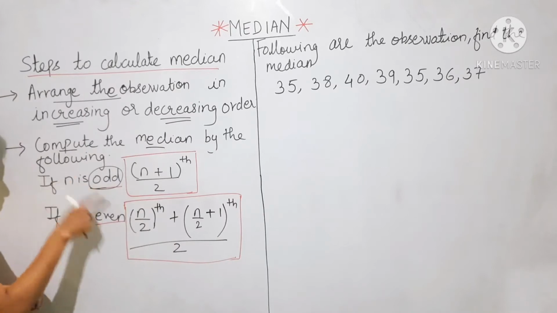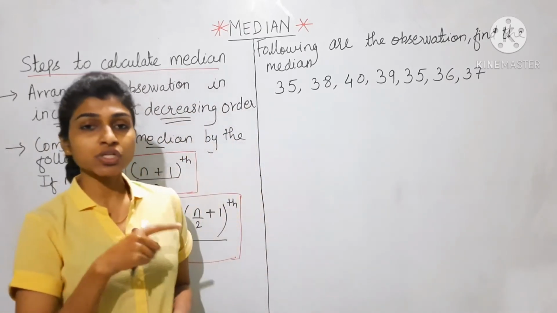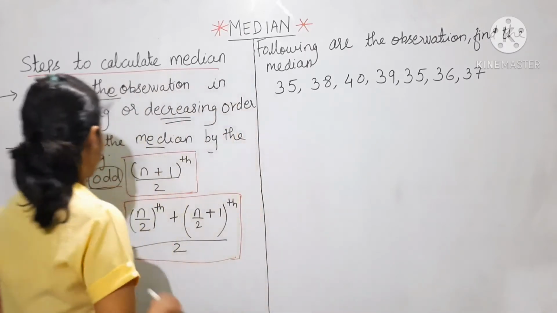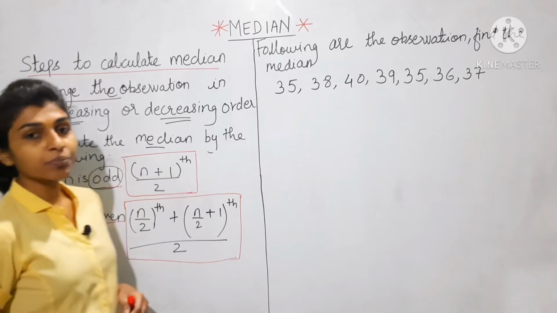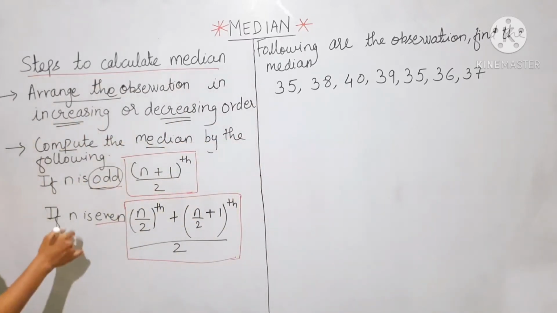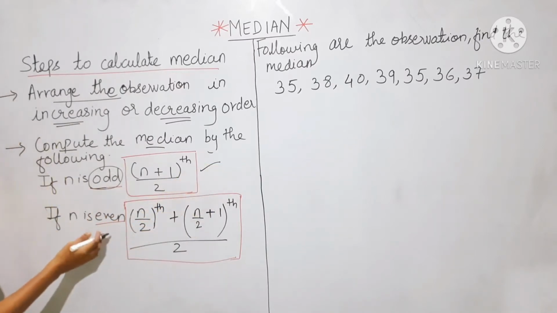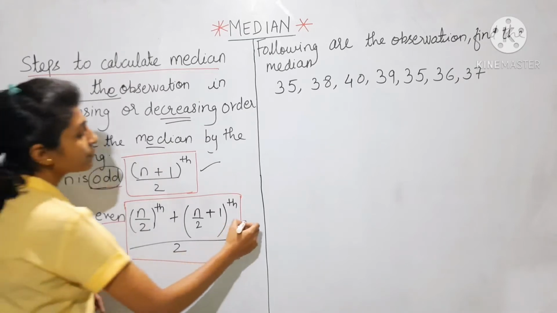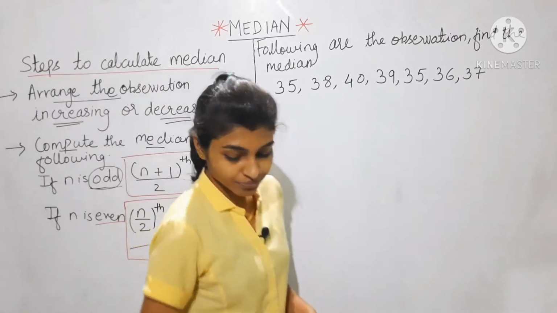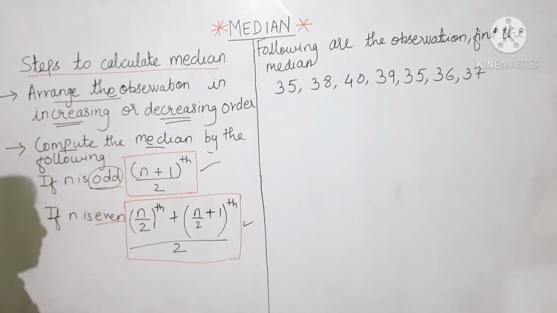Previously I said that if the observation is odd, you will get only one middlemost observation, and if the observation is an even number, you will get two middlemost observations. So remember this: if the observation is odd, you use this formula; if it is even, you use this formula. Now we'll move to the example. I hope you have understood the steps to calculate the median.